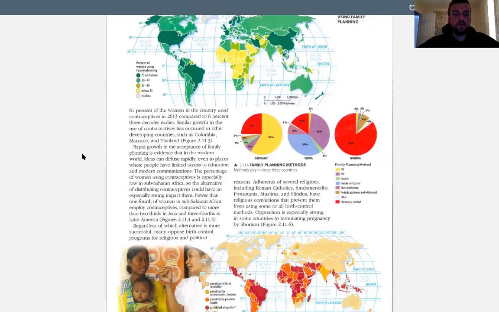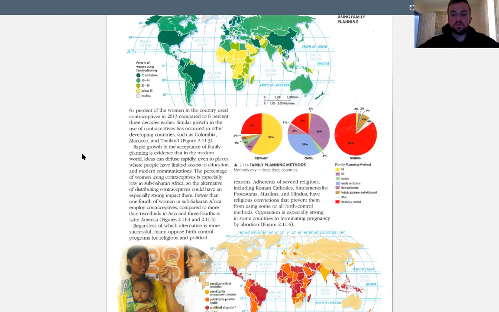The percentage of women using contraceptives is especially low in sub-Saharan Africa. So the alternative of distributing contraceptives could have an especially strong impact here. Fewer than 1/4 of women in sub-Saharan Africa employ contraceptives compared to more than 2/3 in Asia and 3/4 in Latin America. Regardless of which alternative is more successful, many oppose birth control programs for religious and political reasons.